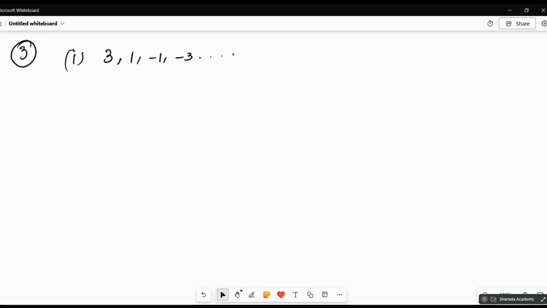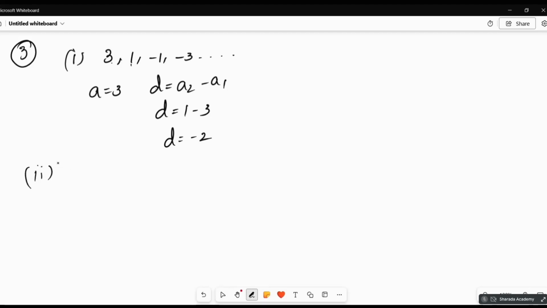Ma'am, the first term is 3. Common difference? Ma'am, I don't think it has one. I don't know the common difference. Okay, Tamanna, what is the common difference here? Just A2, the second term, minus the first term, that's all. So A2 minus A1, it is 1 minus 3. D is minus 2.